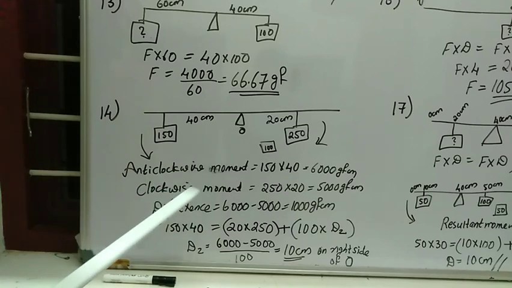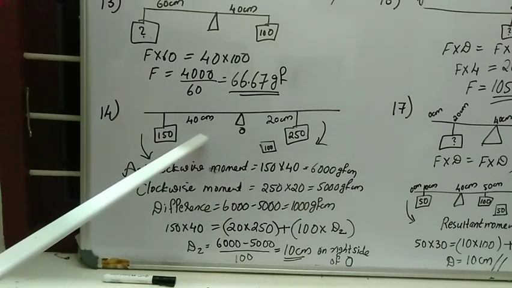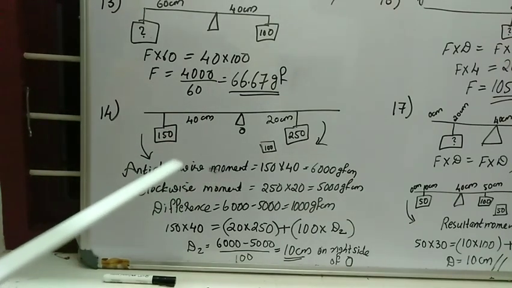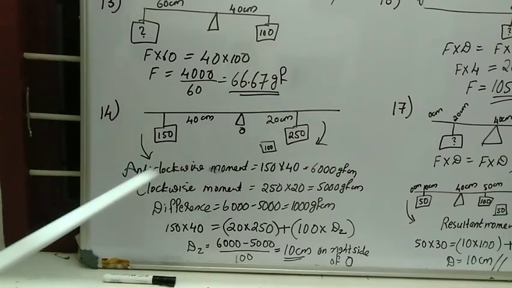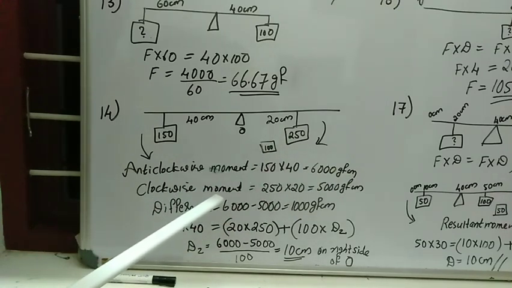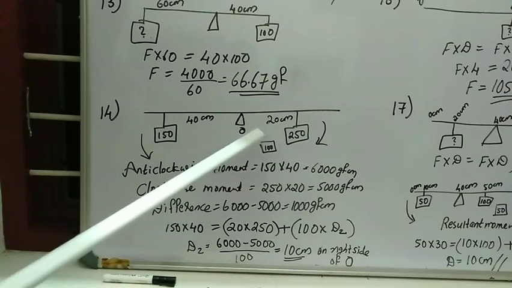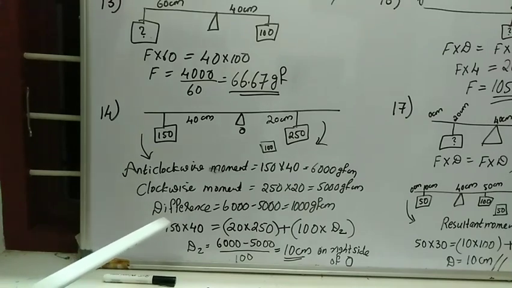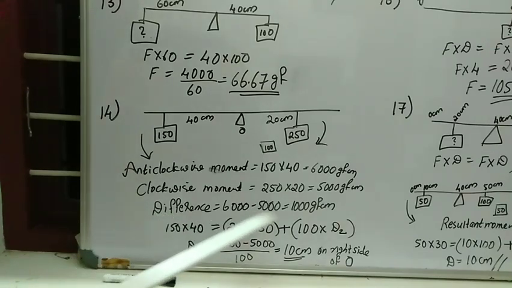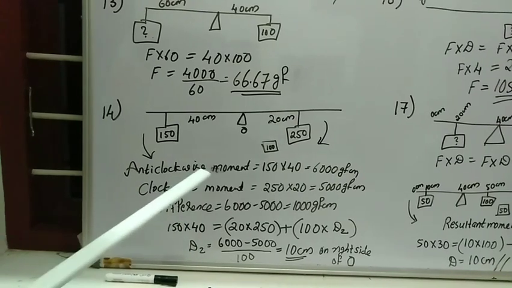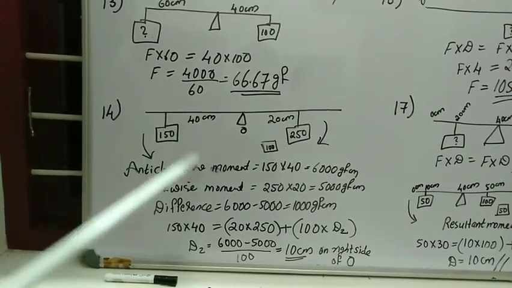So force into distance, 150 into 40, you will get 6000 gram per centimeter. And you have to keep in mind, all through this problem we don't want to convert the units. If it is given in centimeter and gram force, let it be that itself. So 6000 gram per centimeter. And the second question is, calculate the clockwise moment of force. So this side is clockwise. Force into distance, 250 into 20, you will get 5000 gram per centimeter. And the third sub question is, what is the difference of anti-clockwise and clockwise moment? So simply subtract 6000 minus 5000, you will get 1000 gram force. So obviously this side, the depression will be towards this side.